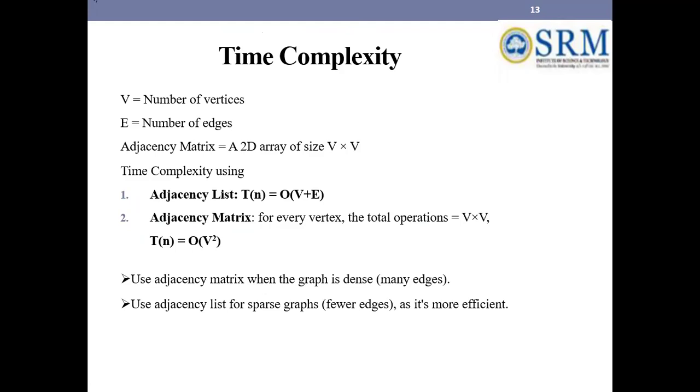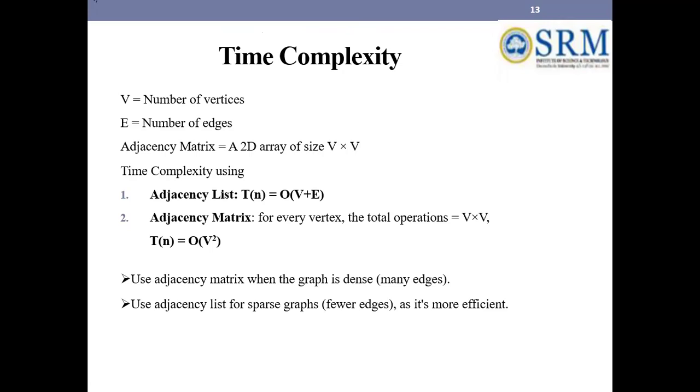And what's the time complexity of breadth first search? V is the number of vertices, E is the number of edges. So we have used an adjacency matrix, that is a two-dimensional matrix of size V into V, number of vertices. And we can use a two-dimensional list, an adjacency list. So time complexity using an adjacency list is order of V plus E, that is number of vertices plus number of edges. That decides the time complexity. For an adjacency list, T of n is equal to order of V plus E. And for an adjacency matrix, for every vertex, the total operations are V into V. That is T of n is equal to order of V square.